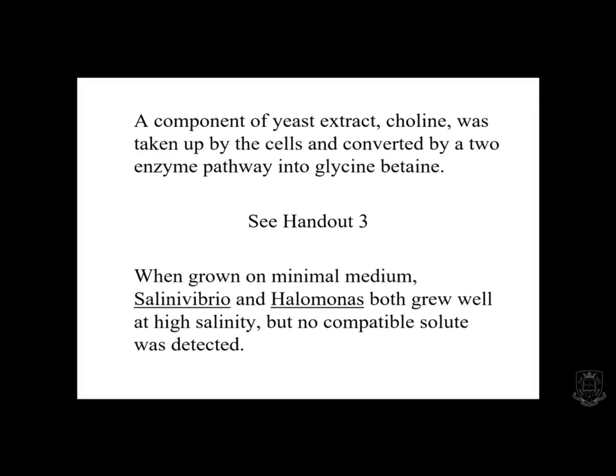we grew it in minimal medium. And lo and behold, it grew well at high salinity, and so we extracted the cells, looked for the glycine betaine, and it wasn't there. So in minimal medium, the glycine betaine had completely disappeared, and we couldn't find any compatible solute. So lots of tests were done. They looked at some ninhydrin tests, which is for NH3 groups in amino acids, so looking for any type of amino acid that might be there, any sort of carbohydrates, sucrose, trehalose.